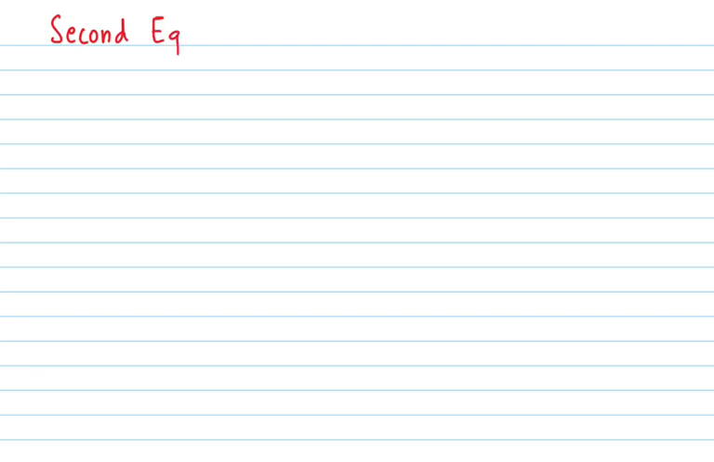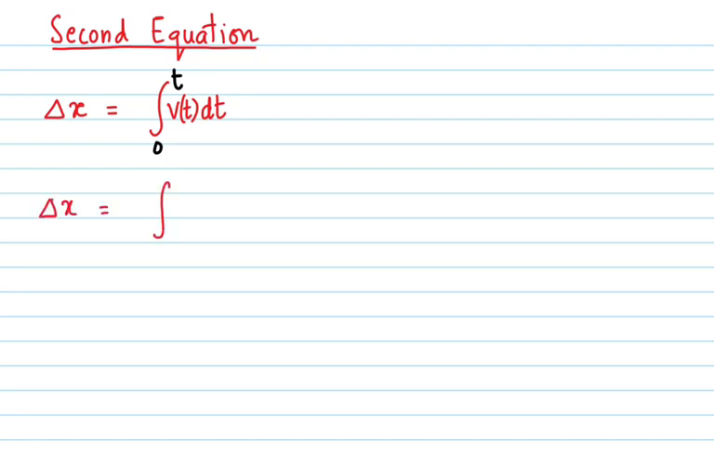Now for the derivation of the second equation, we are going to start with the relation between displacement and velocity. So we know that delta x is equal to integral vt dt, and we are going to again take the limits from 0 to t, time from t equal to 0 to time t equal to t. That means at any given point of time we can find what's the displacement.